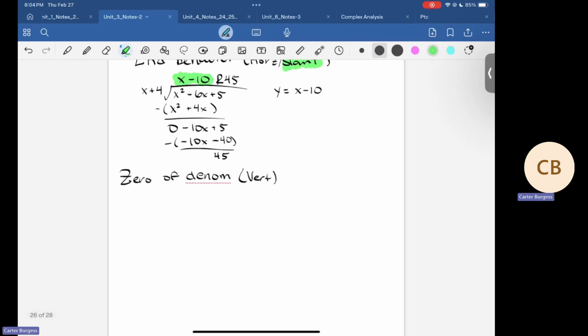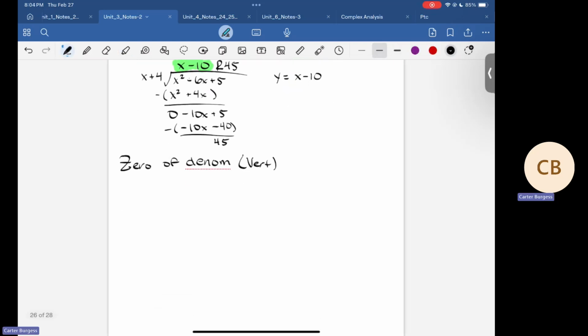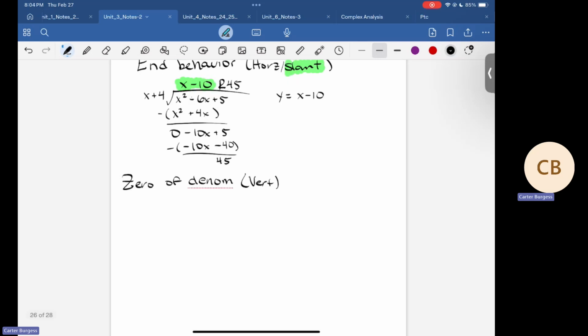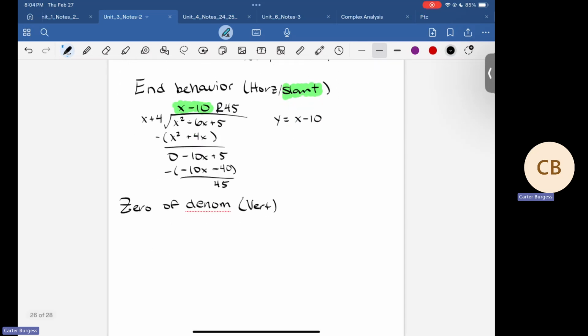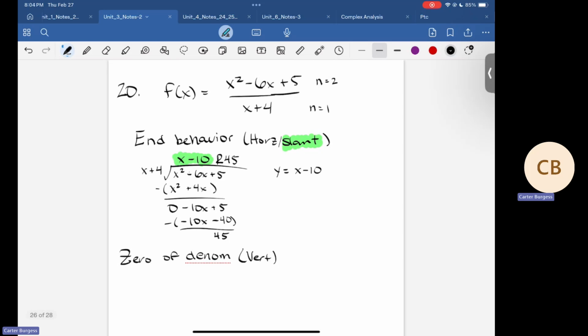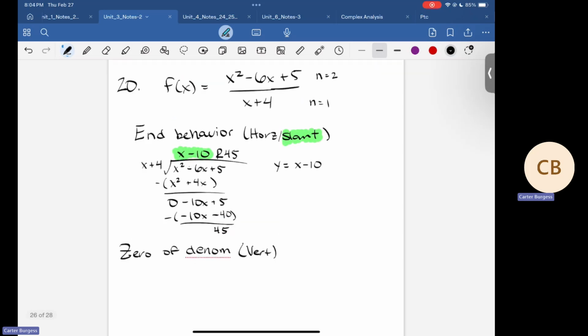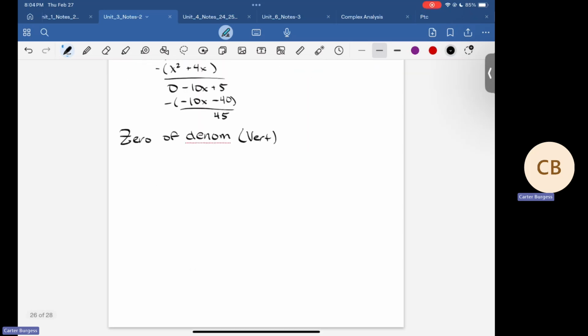Now, for the zeros of the denominator, in order to figure out if we only have holes, or if we have vertical asymptotes, we also are going to need to factor the numerator here. In this case, that's not too crazy. Two numbers that multiply to make 5 that add to make negative 6 are going to be negative 5 and negative 1.